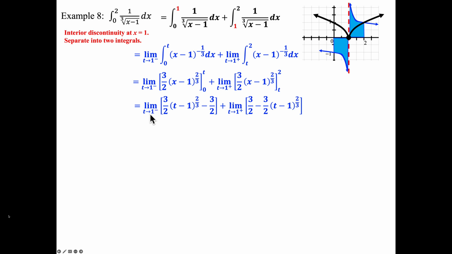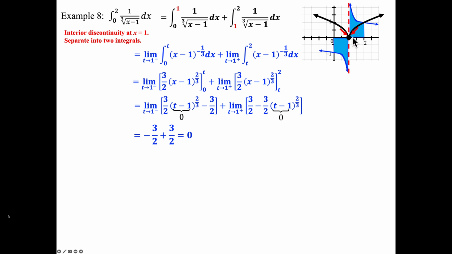All right, so as I approach 1 from the left side, coming in this way, my y-coordinate is 0. So all of this becomes 0. And as I approach it from the right, for this limit, this too is approaching 0 as I come in from the right. So this cancels out. So we're going to get negative 3/2 plus 3/2, which gives us a 0. So these two areas are exactly the same.